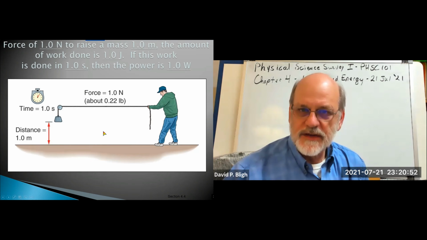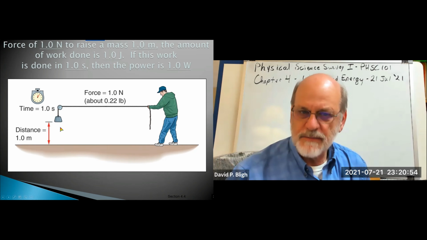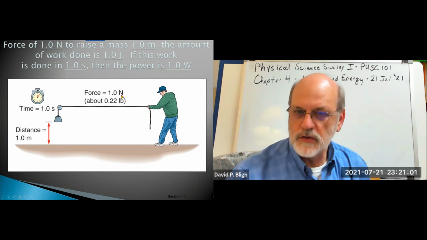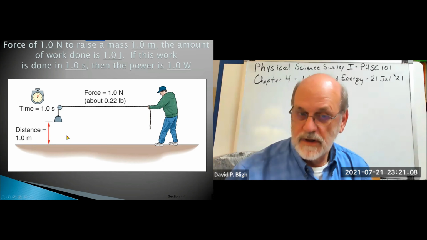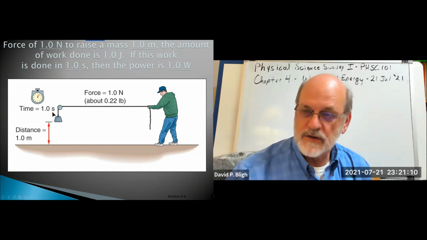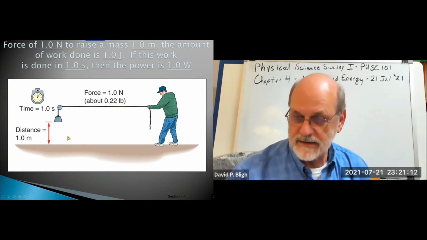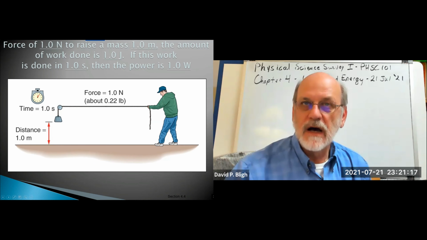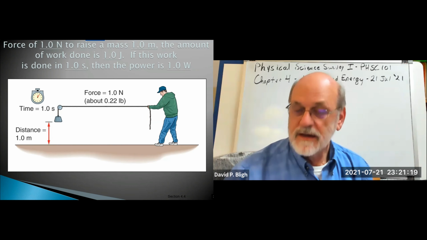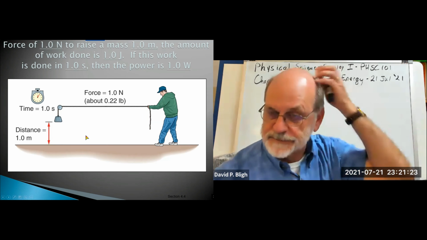Okay, so in this example, this man is lifting a weight through a distance of 1 meter, and he is applying 1 Newton of force to do it. So a Newton meter is a joule, and 1 joule is applied over a time period of 1 second. So his power rating is 1 watt in performing this task.